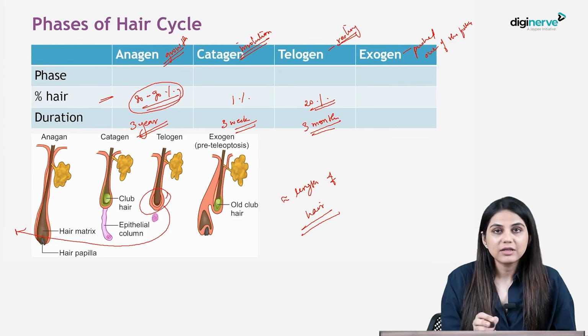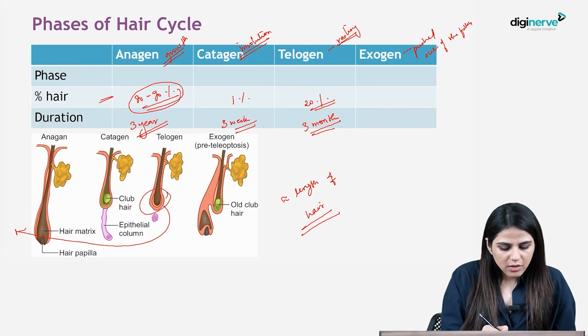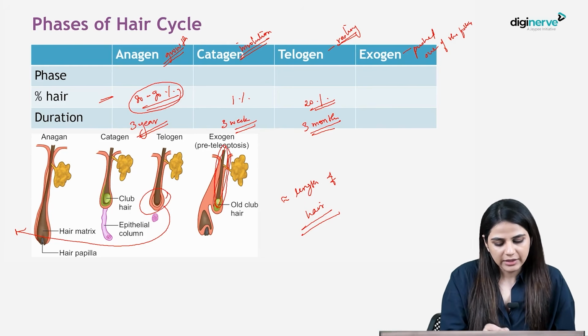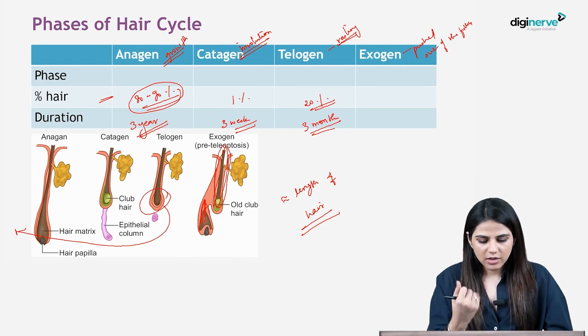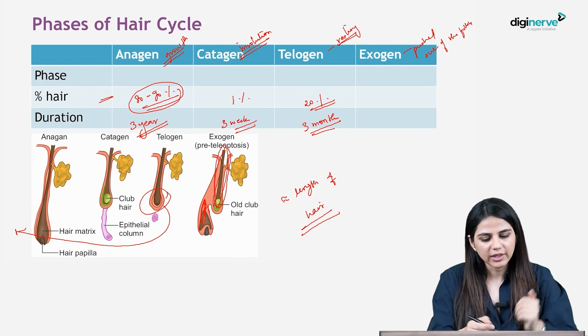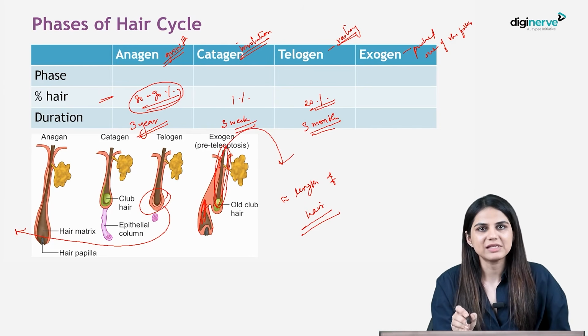And once the telogen phase is completed, the old hair is lying on the side and the new hair has already started growing in the anagen phase. The new hair comes up, pushes out the old hair, and the hair falls. This is the exogen phase.